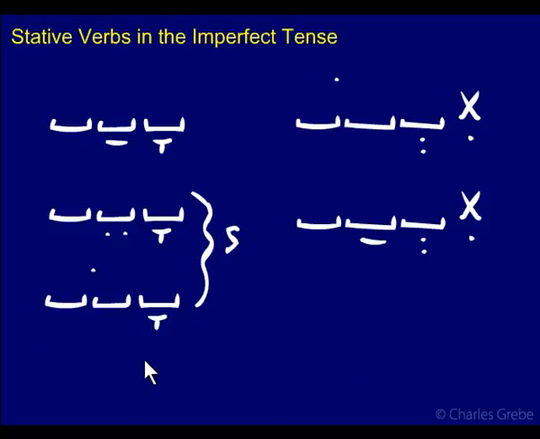3 patterns for the perfect, 1 for the dynamic with the patach, and then you have tsere and holum for the stative, and 2 patterns for the imperfect. You have holum for the dynamic and you have patach for the stative.